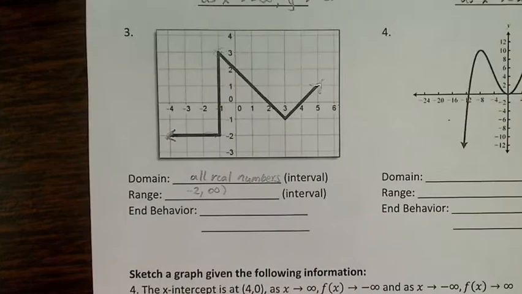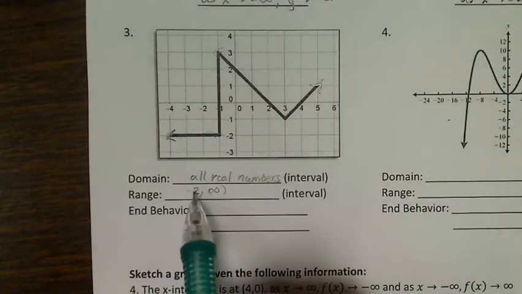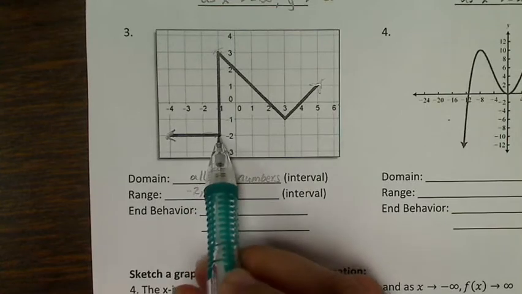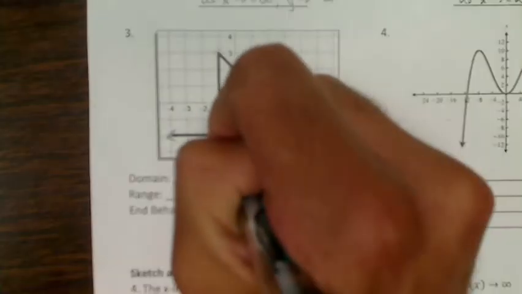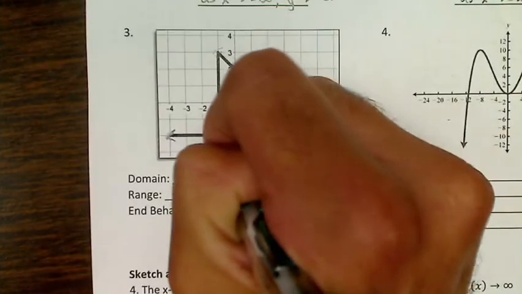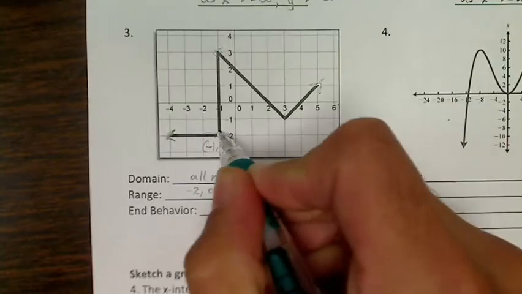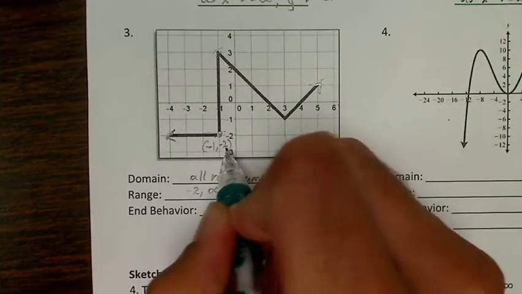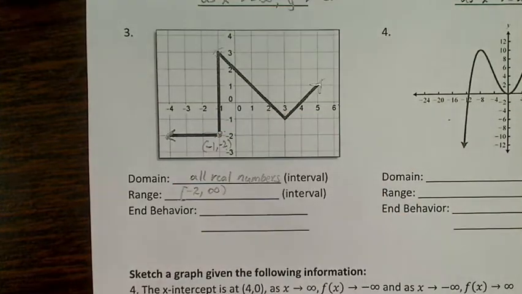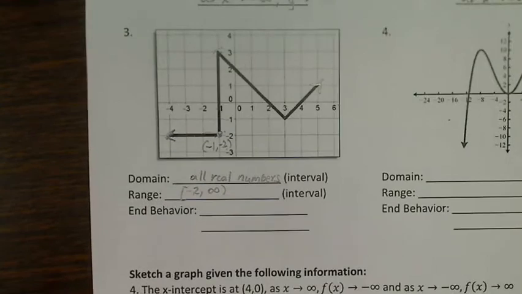We know we always use parentheses with the infinities. So now the question is, what do we use here? Well, the graph, let's take this point for example, -1, -2. Is that a point that exists on this graph? Yes, so that means that -2 is included. It's going to have a bracket.